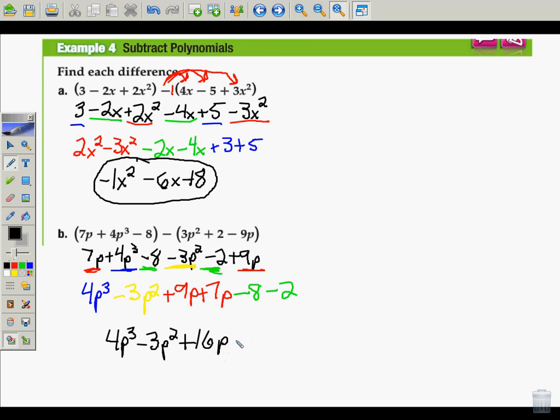There's my answer. Remember, we're always writing these answers in standard form, so the highest exponent comes first, which means it's the monomial at the highest degree. Cubed, squared, first power, constant. Squared, first power, constant. Always go in order.